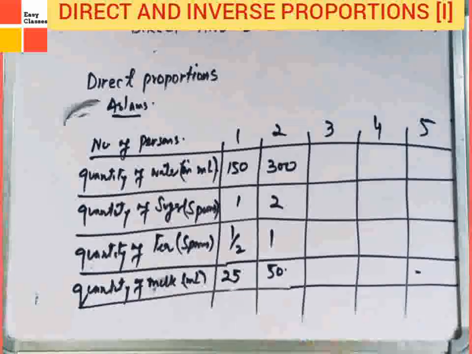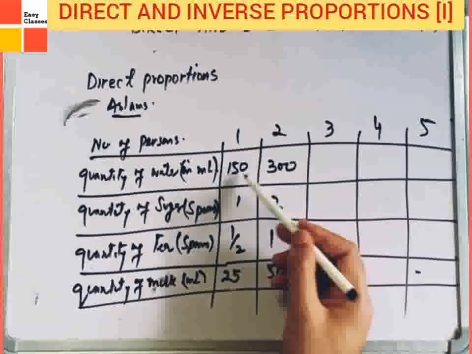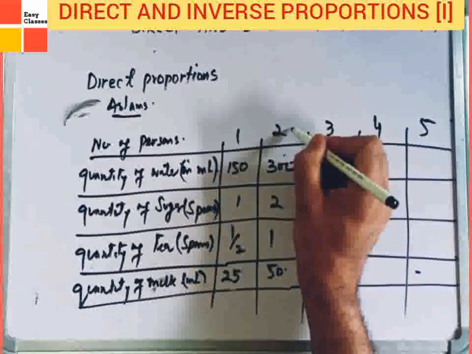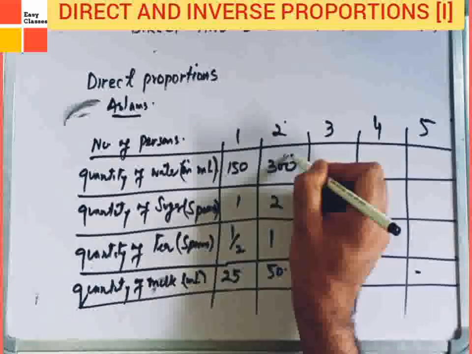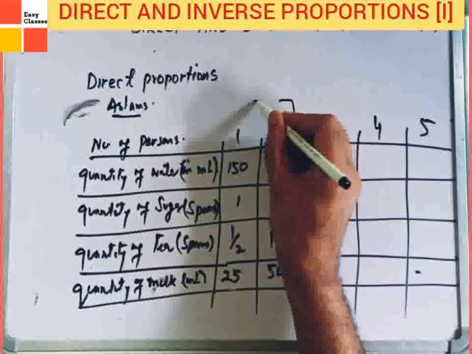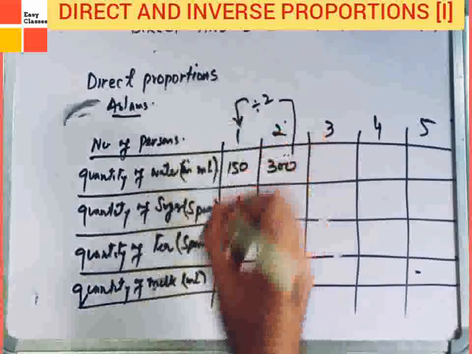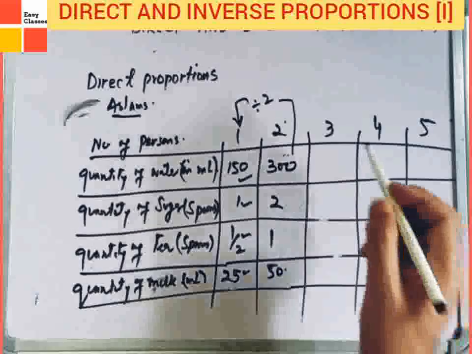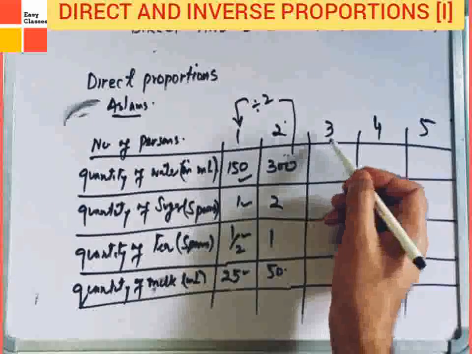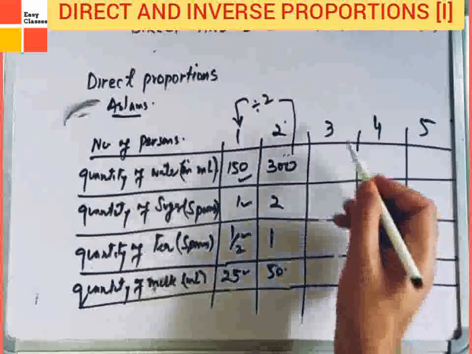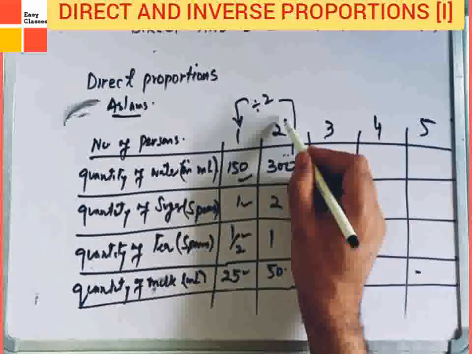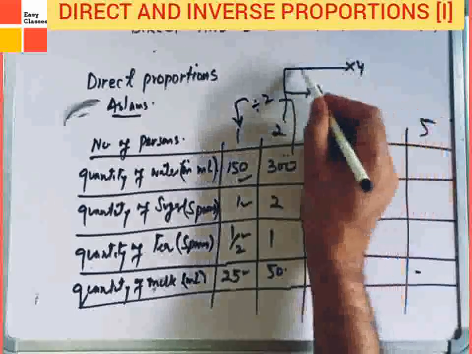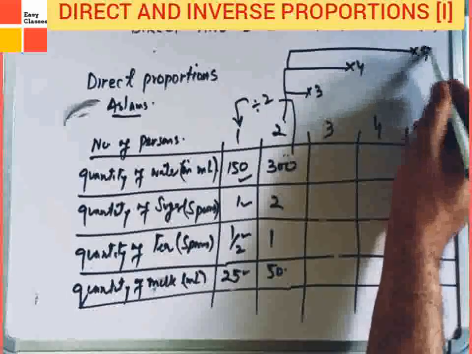Okay, if he is going to prepare tea for himself only, then 1 spoon of sugar, half of the spoon of tea, and 25 ml of milk. Okay, so you are actually going back, so you have to divide this quantity, 300, by 2, you will get this. Okay, you will get this and this quantity. Now if you need to find the quantity of water for 3 persons, 4 and 5 persons, then you have to multiply this by 3, then 4, then 5, right? So you will get these quantities.